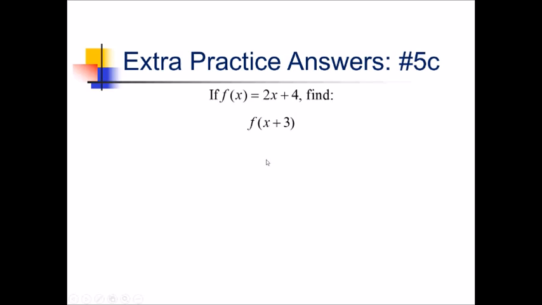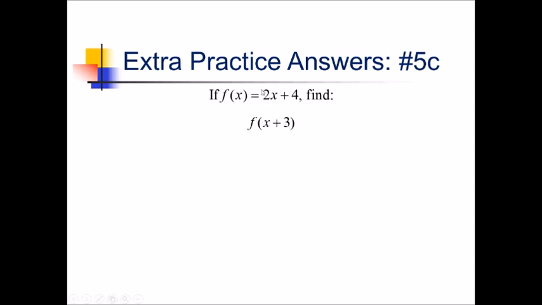For this one, I'm doing f of x plus 3 for this original f of x function. So just keep in mind that this x and this x here are not the same x. You could think of this as an x1 and an x2. I'm going to pretty much replace the x in the original function, the x1 here, with x plus 3 instead.